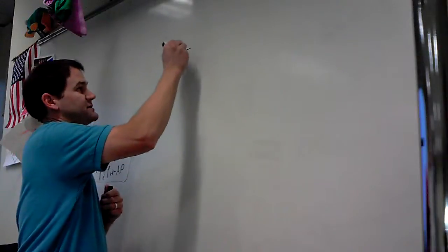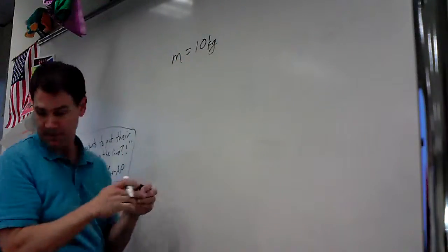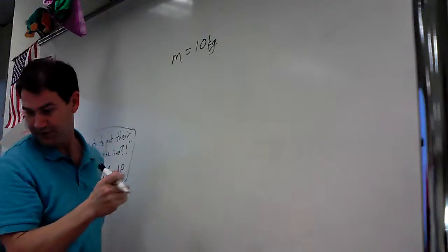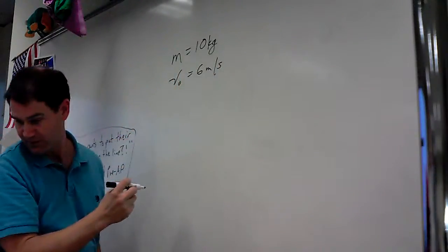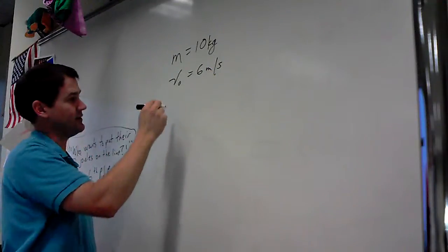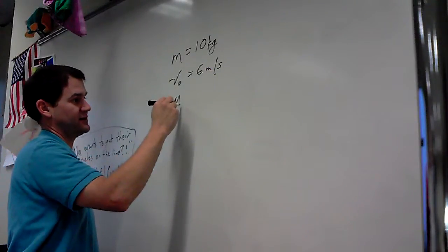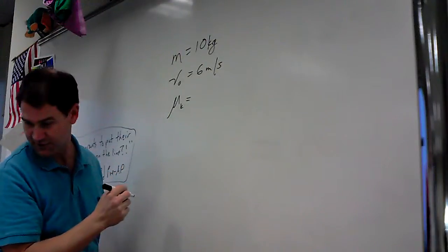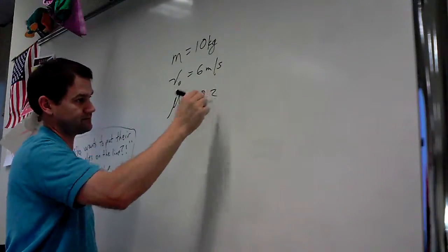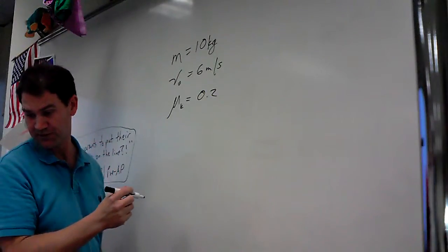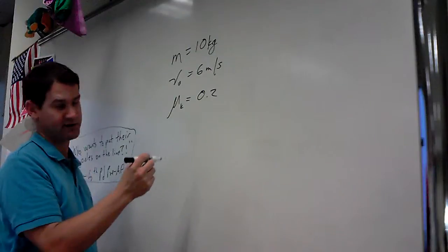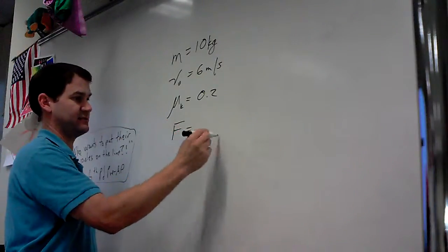So for this first problem, we know that the mass is 10 kilograms, and there's an initial velocity of 6 meters per second, and the coefficient of sliding friction is 0.2, and they want to know the force necessary to keep it moving constant.